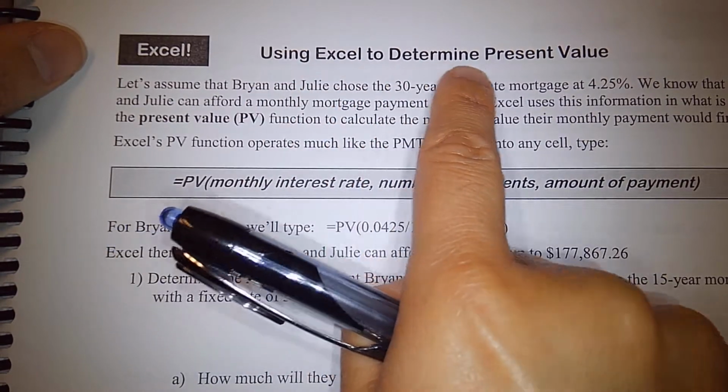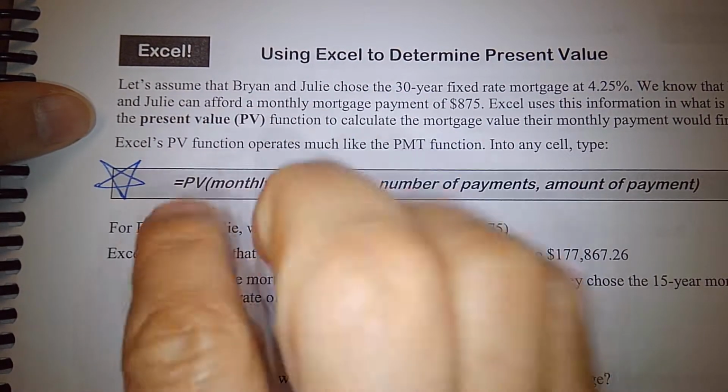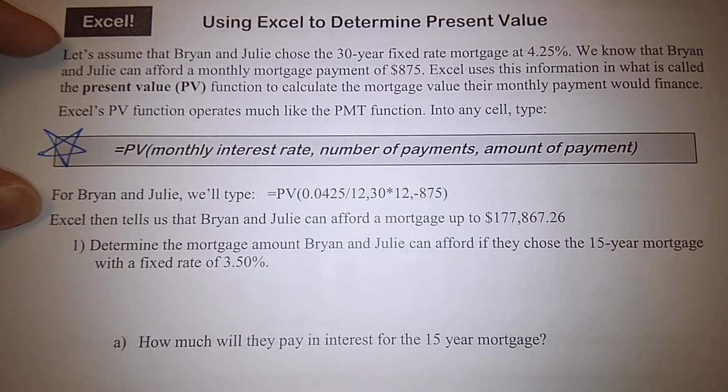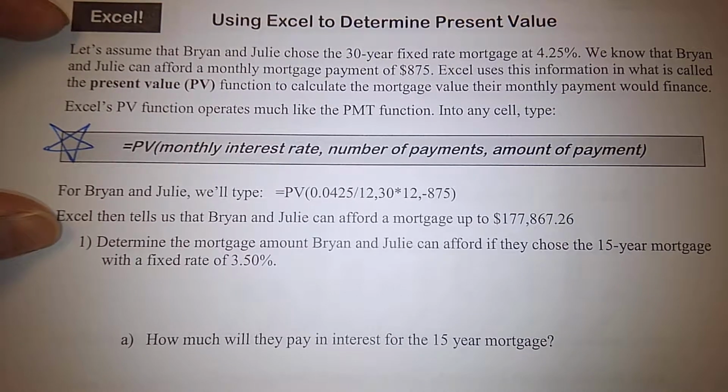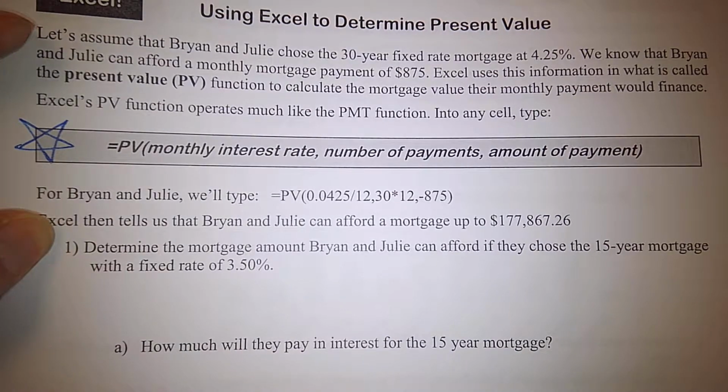Using Excel to determine the present value, this PV function. I'm going to ask a volunteer to read this top paragraph, everything above question 1. Whose turn? Irma?